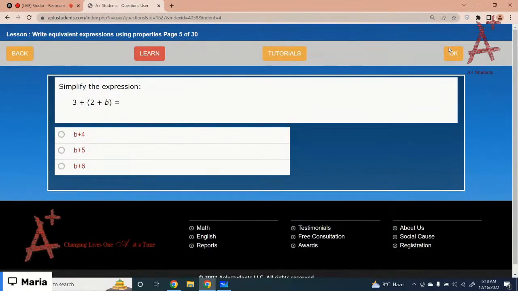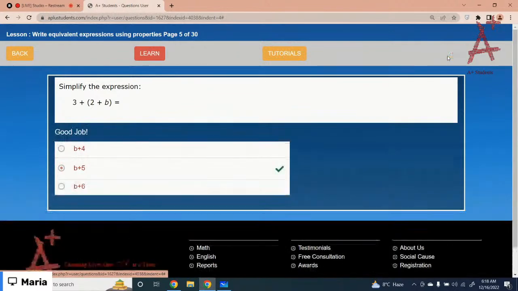Okay, 3 plus 2 plus b. So which of the option is the correct one? You have to collect the like terms. 3 and 2 are the like terms. So just add them. It would be b plus 5. Got it? 3 plus 2 is 5. So it would be b plus 5. Just select the correct option, then click on the OK button.